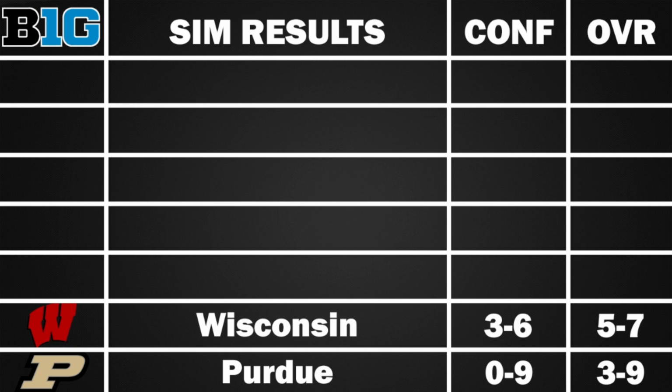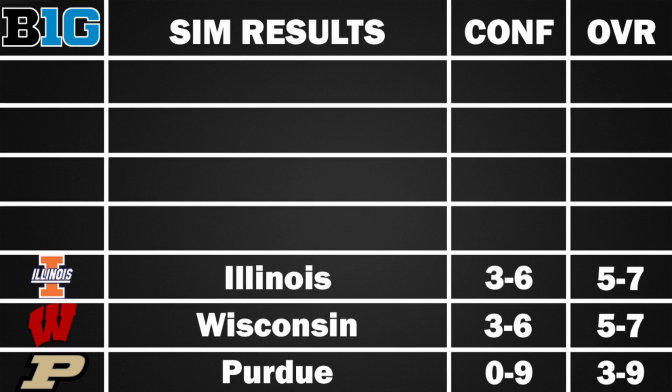So 5-7, 3-6 for Wisconsin. They did lose to Washington State in the non-conference. So their wins were against Buffalo, Georgia Southern, Purdue, Northwestern, and Minnesota. And the losses, again, came to Washington State, then Rutgers, Iowa, Illinois, Ohio State, Indiana, and Nebraska. Yeah, I don't see this team losing to Rutgers or Indiana. I think Wisconsin's at least a 7-5 team this year.